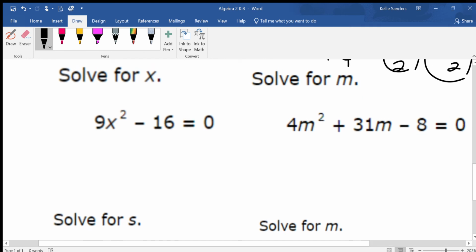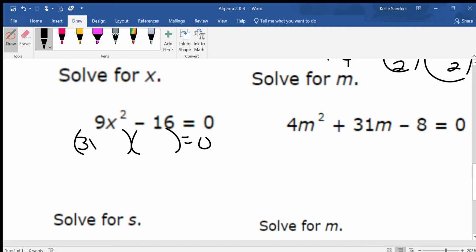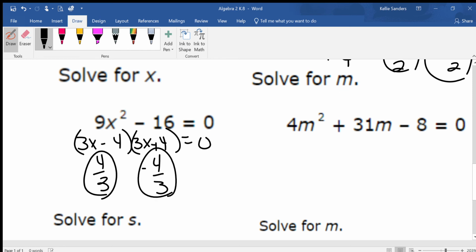If you notice that this is a difference of squares, 3x and 3x gives you 9x squared, 4 and 4 gives you 16, and a negative and a positive gives you a negative. So this would be positive 4 over 3, and this would be negative 4 over 3.